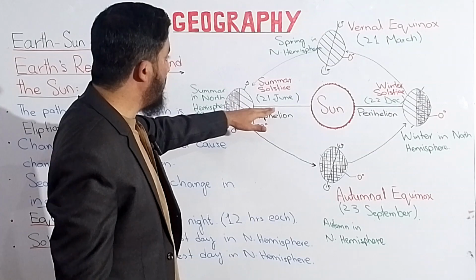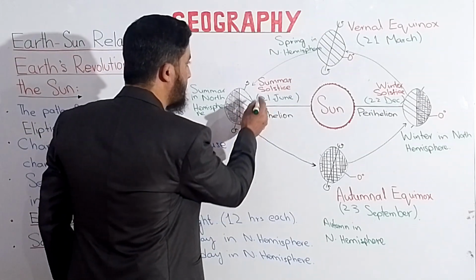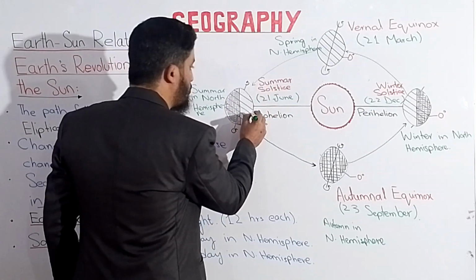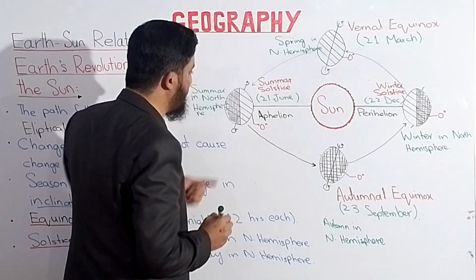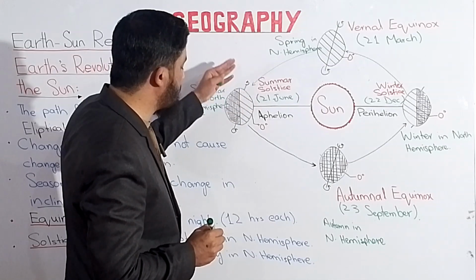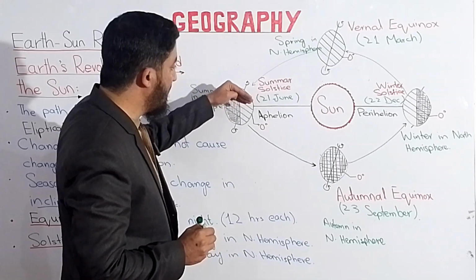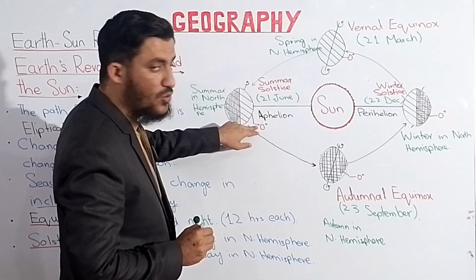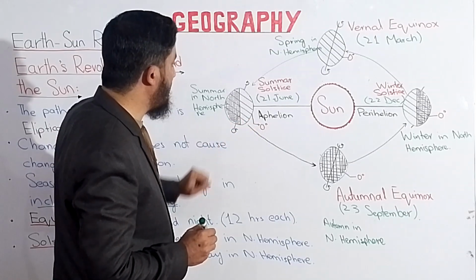Here comes the northern hemisphere, in which the summer solstice. A hemisphere is a region above the 0 degree of the equator towards north is the northern hemisphere, while the lower side below the 0 degree towards south pole is the southern hemisphere.